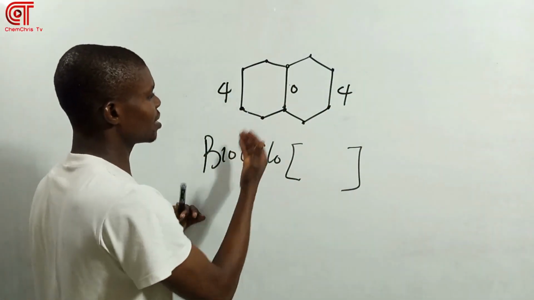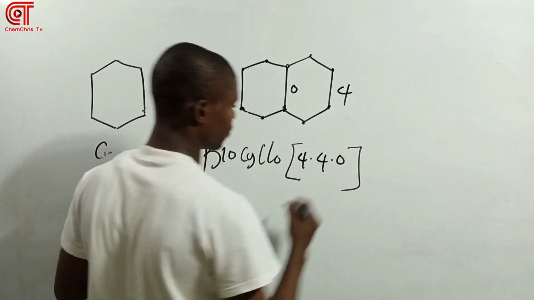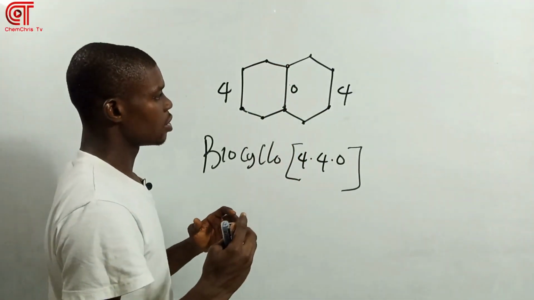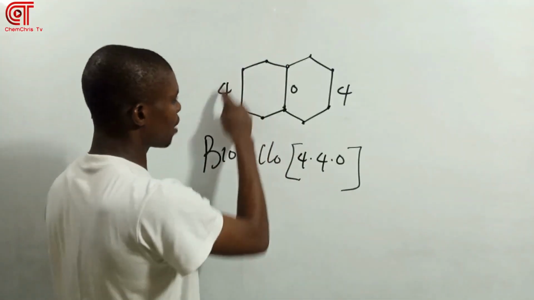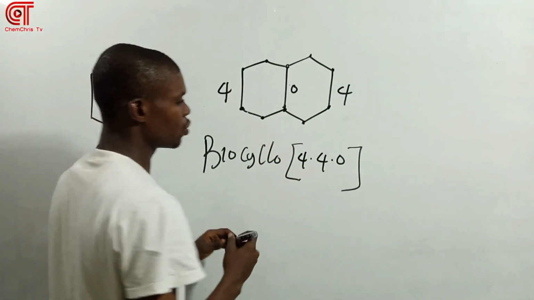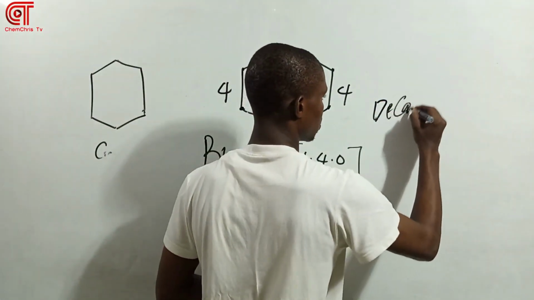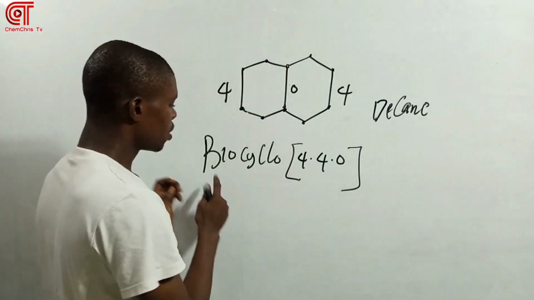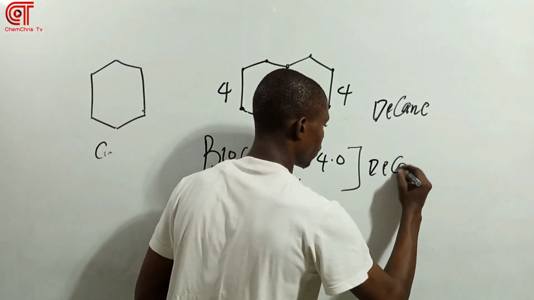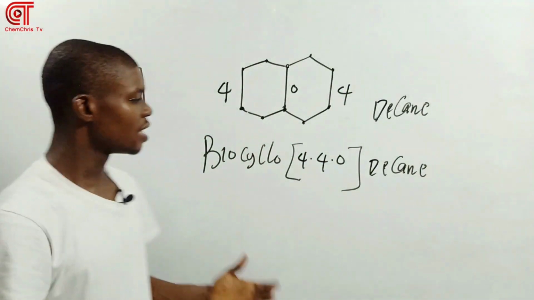Now you must always start from the highest to the lowest. So you have 4, 4, 0. The next step is to calculate the total number of carbons. Remember, we have 4 carbons here, 4 carbons here, making it 8. Then these two making 10. So the 10th member of the alkanes is called decane. So it's going to be bicyclo[4.4.0]decane. You see how easy it is? It's not as difficult as people think.